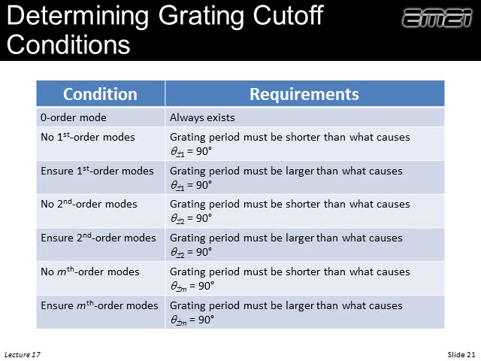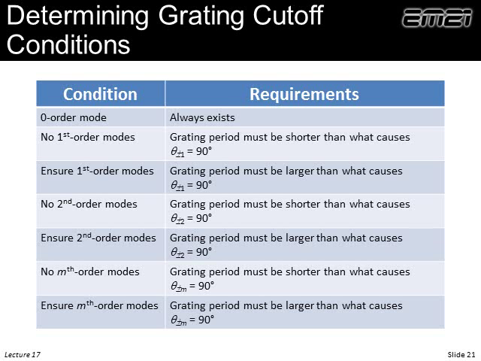Well, let's say we want to be a sub-wavelength grating. We do not want any diffracted modes. So we have a cutoff condition saying no first order modes. What we look for is a grating period that is shorter than what causes the angles for those first order modes to be 90 degrees. So in this case, we actually want this to be an imaginary number. And whatever grating period would cause this angle to be exactly 90 degrees, we want to be shorter than that to make sure that we've cut off our first order modes.